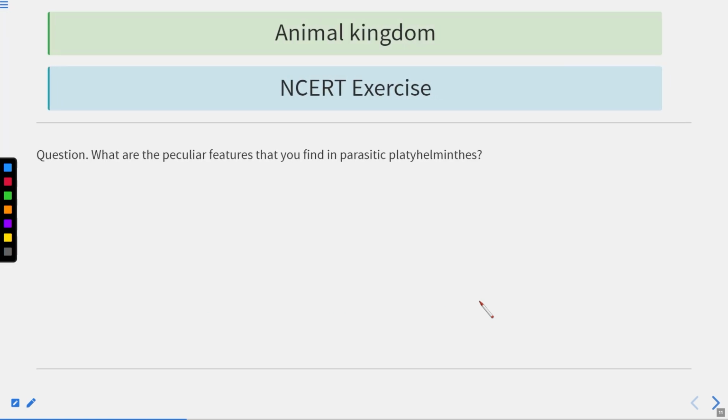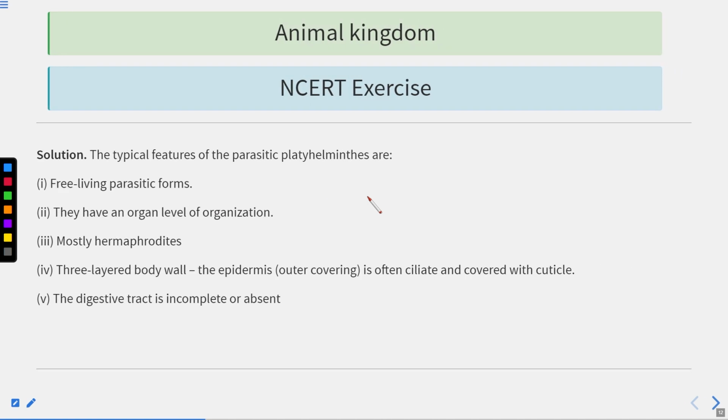Next question comes here. What are the peculiar features that you find in parasitic platyhelminthes? Okay. So some of the features that we see in the case of platyhelminthes are some of the parasitic features. So let us see. This is also going to be a very important question. The typical feature of the parasitic platyhelminthes is the parasitic form. It lives as a parasite inside the body of the organism. So it is taking all the nourishment, all the food from the organism itself.